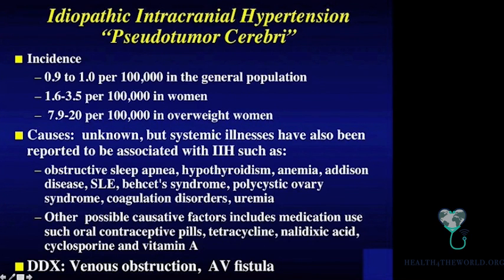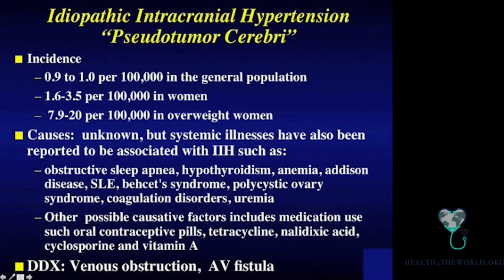Now let's turn our attention to intracranial hypertension on an idiopathic basis. This is sometimes referred to as pseudotumor cerebri. It's fairly rare, but we see it more commonly in women, and in particular in overweight women, in women who have body mass indices of greater than 30. And the cause of this is unknown. Some people have suggested that there are systemic illnesses that have been reported with IIH, such as sleep apnea, hypothyroidism, and a number of other things you can read here.